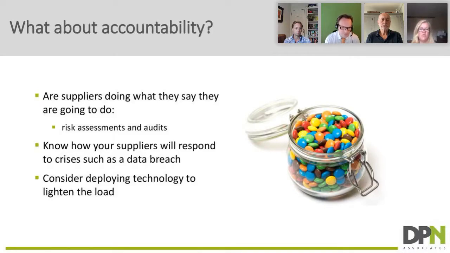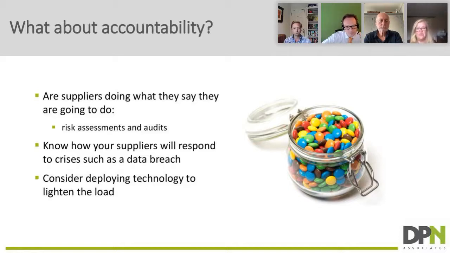You almost certainly will not be able to assess everyone with the same level of rigor, and you won't want to audit everybody with the same level of rigor. You'll have to make judgment calls about where you think your riskiest suppliers exist. It's important to know how suppliers will respond in crises such as a data breach, because it's quite likely, if there has been a data breach, your data is lost and you're the one who may well get the reputational damage rather than the supplier. And then the final point is about deploying technology. Because it's administratively heavyweight, being able to use some technology can prove to be extremely useful.